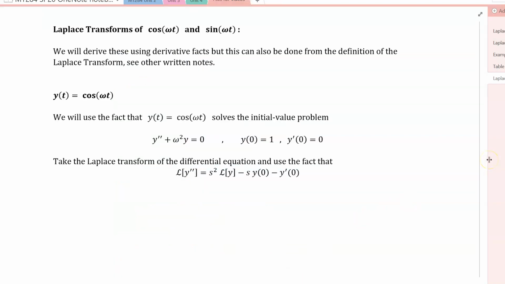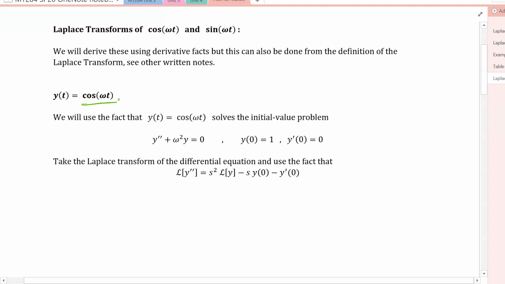Now we're going to do it a little differently by showing that because cosine and sine solve an appropriate initial value problem, that combined with some facts about the Laplace transform and differentiation, which we're getting more used to now, will lead us to the formula. After we derive the formula once, we're just going to use it time and again to solve differential equations. So we're going to start with cosine of omega t.